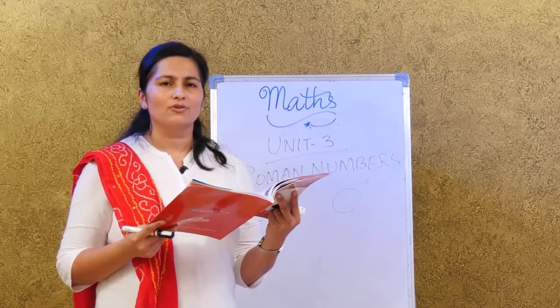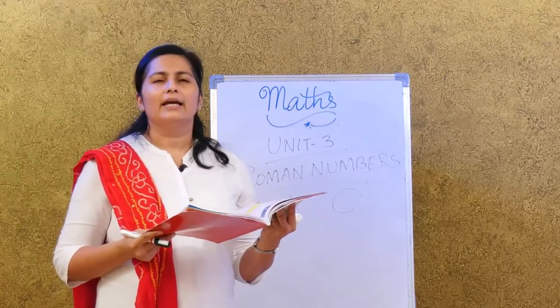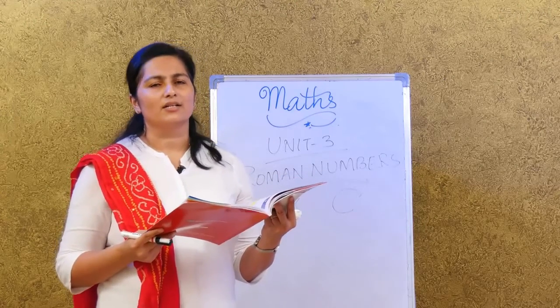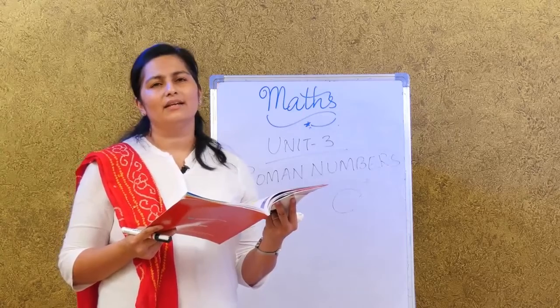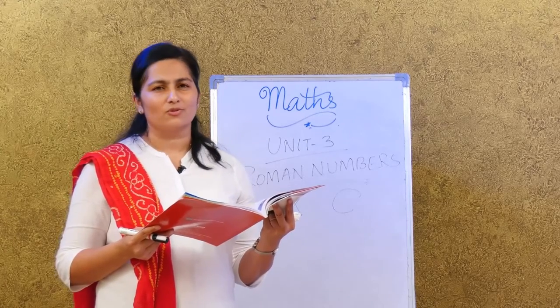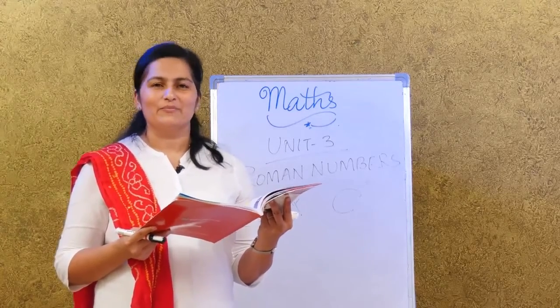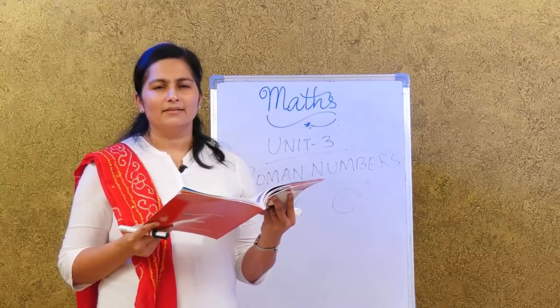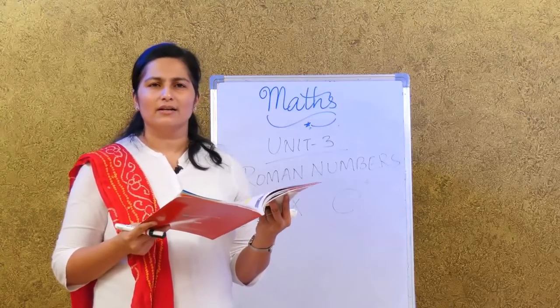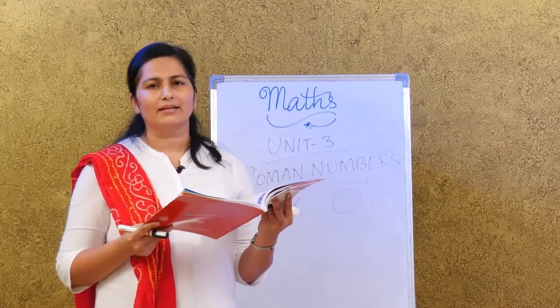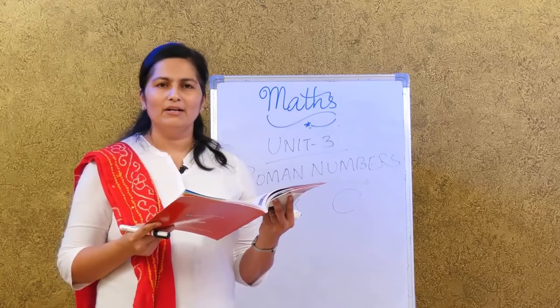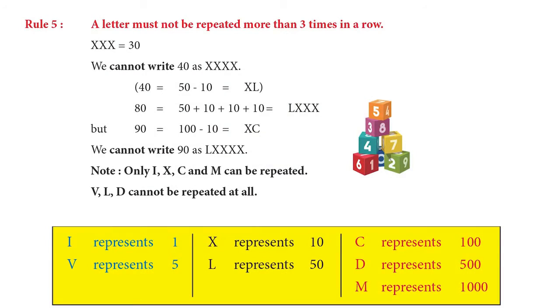So, let us go to rule number 5. It is very important that you learn these rules, only then we can understand the chapter better. So, that is why it is given in red, it is very important. So, please try and learn it by heart and try to do a few exercises with it, and then it will be clear in your mind. Rule number 5. A letter must not be repeated more than 3 times in a row. Look at the example on the screen.